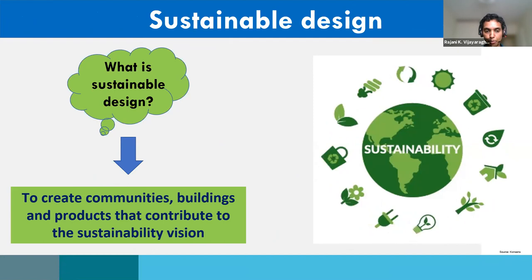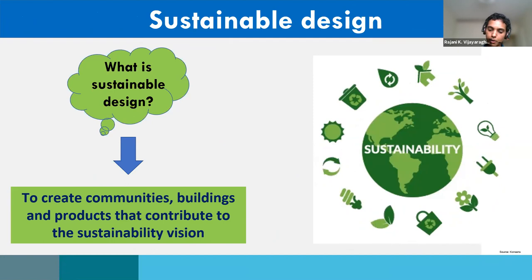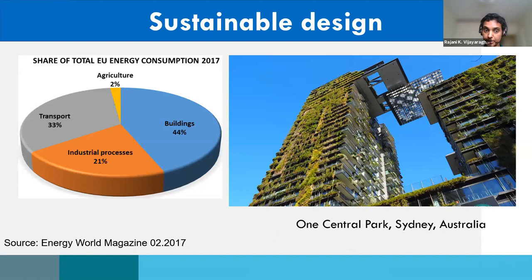the sustainability vision. Now, if you look at the energy consumption of Europe in 2017, you can see that the building sector has the largest energy consumption. These buildings use energy for heating, cooling, as well as for operating appliances. Since they are the largest consumers, buildings should have a sustainable design, so that they have the best energy efficiency, use renewable energy sources to meet their energy demands, and conserve water, etc.